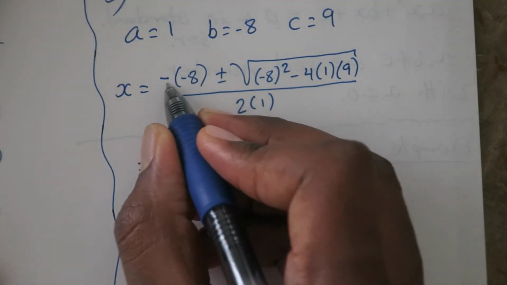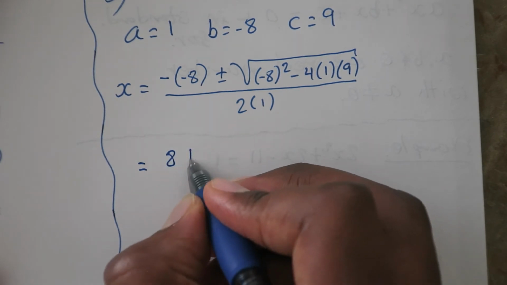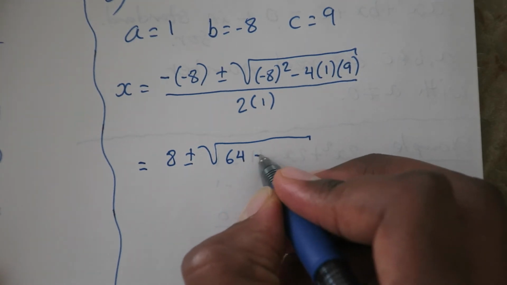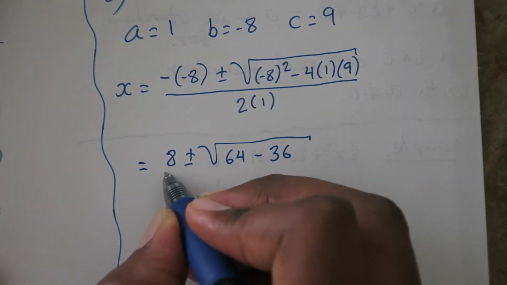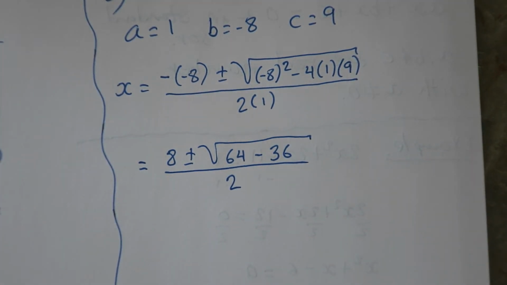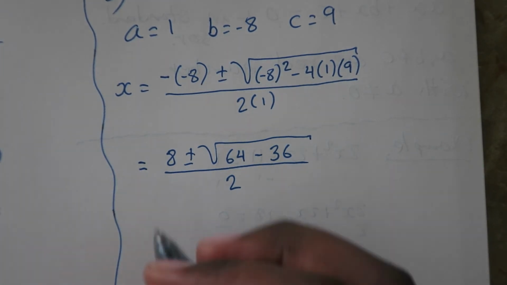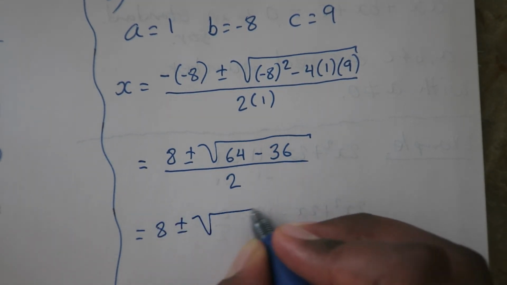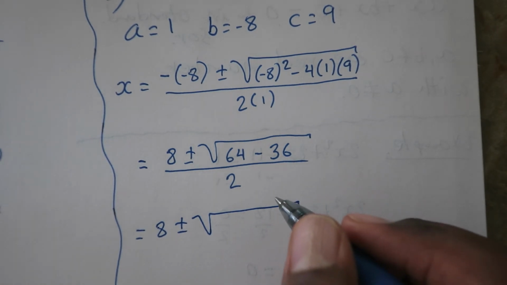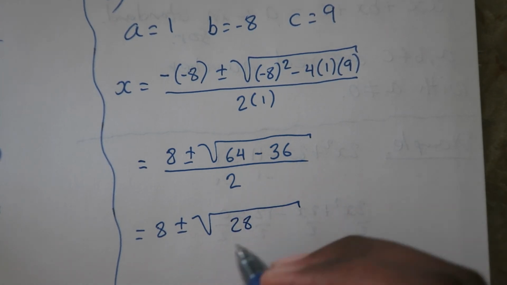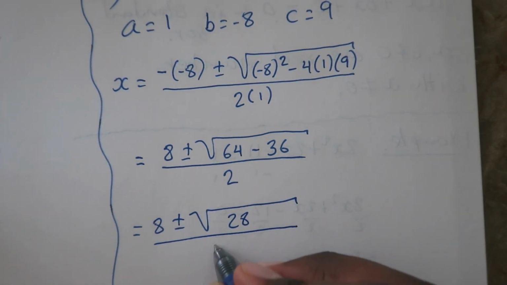Let's continue. Negative and negative makes positive 8, plus or minus the square root of 64 minus 36, divided by 2 times 1 is 2. Alright, so how do we simplify this? Well, 8 plus or minus the square root of 64 minus 36 is equal to 28, divided by 2.